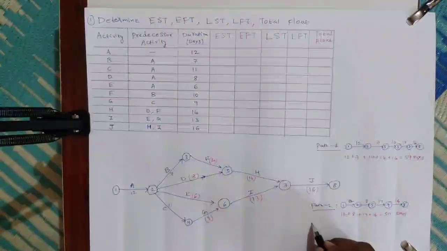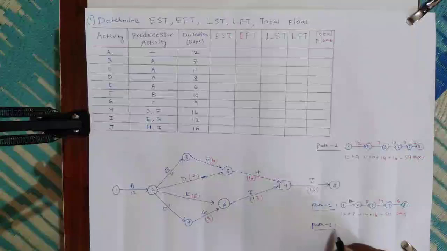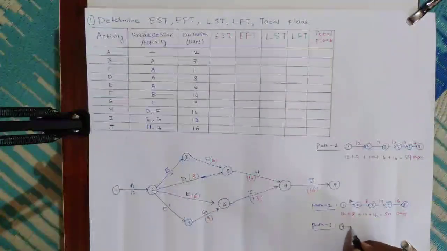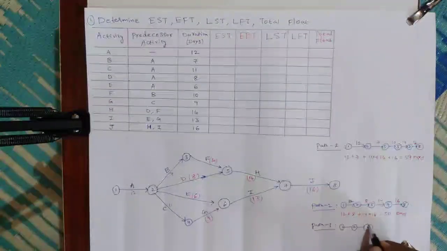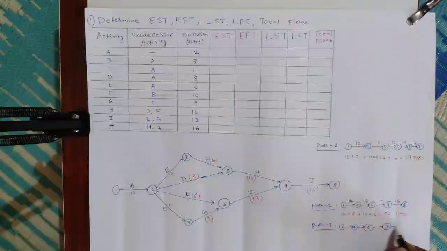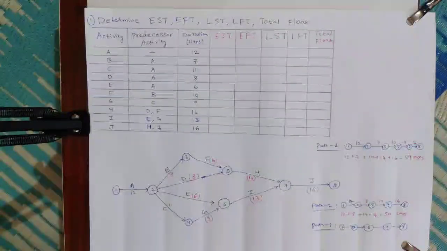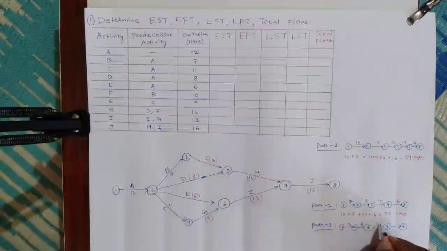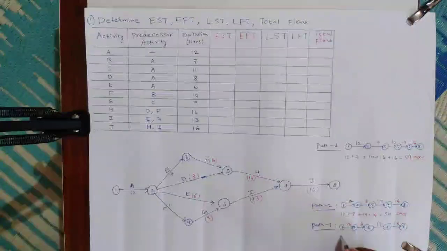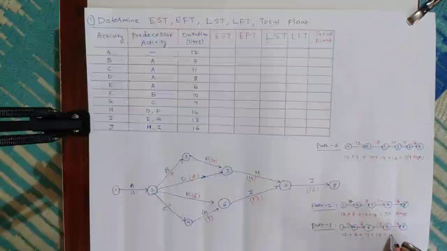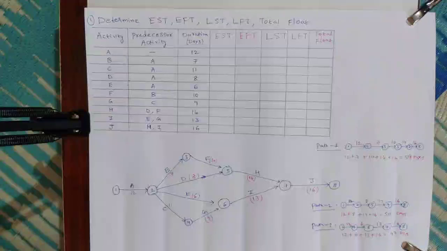Similarly, path 3, if you see path 3, this is the path A, E, I and J. That is 1 to 2, 2 to 6, 6 to 7, 7 to 8. And if you see duration, that is 1 to 2, 12 days, 6 days, 13 days, 16 days. If you do summation, 12 plus 6 plus 13 plus 16, that is 47 days for path 3.